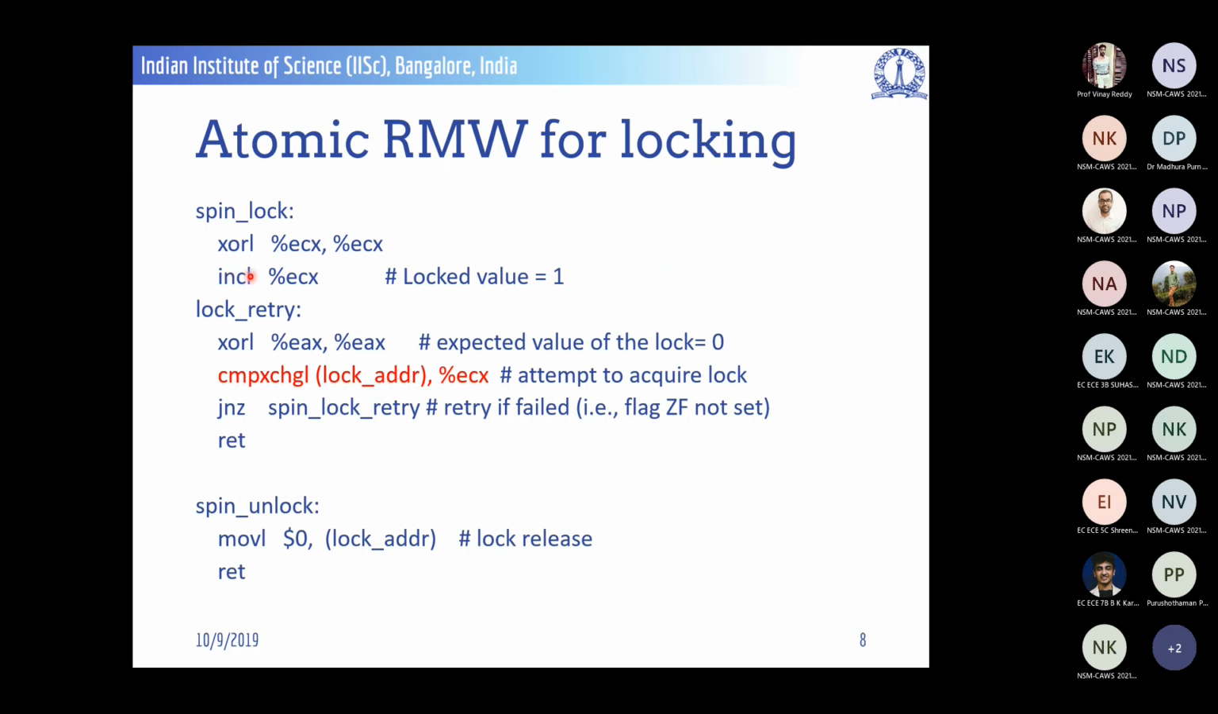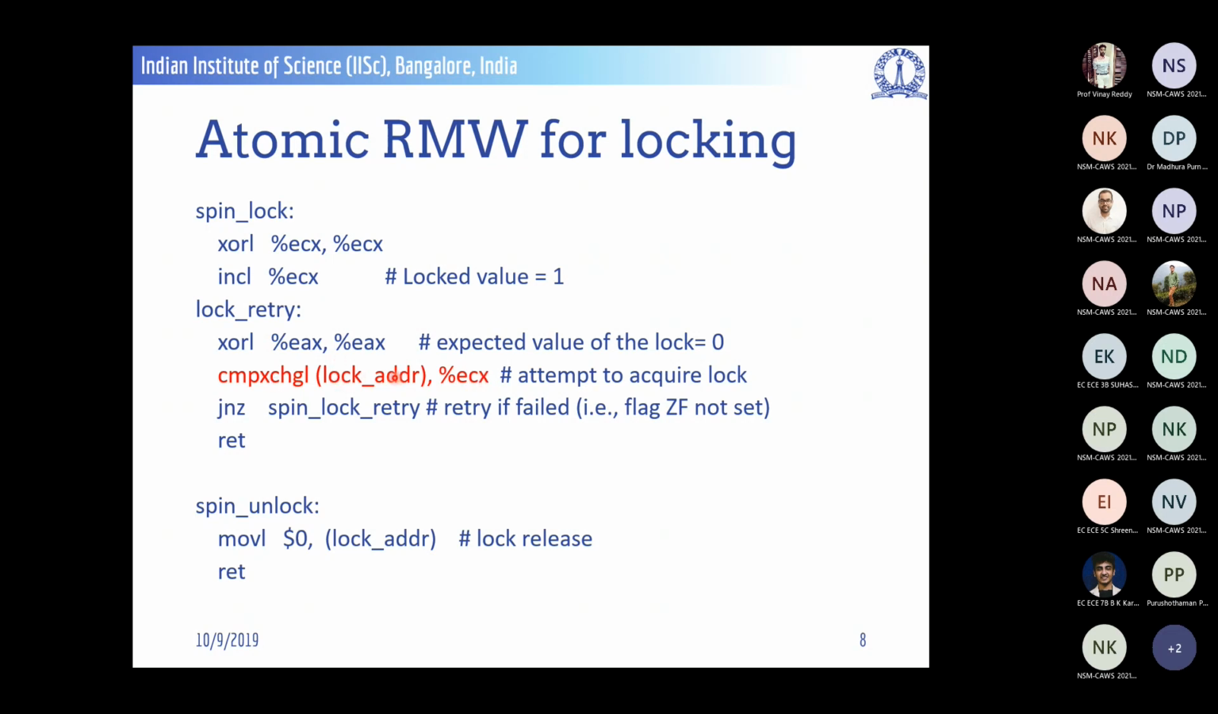Then it is incrementing. The L you just ignore. So what it means is that the ECX register value would become 1. Okay. Now this is the spinning part. Okay, now what it is doing is setting the EAX register value to 0, again with XOR. Then this compare exchange comes in. You provide the lock address. This is the lock variable, right? Remember the EAX register value it will compare with, and ECX is 1.